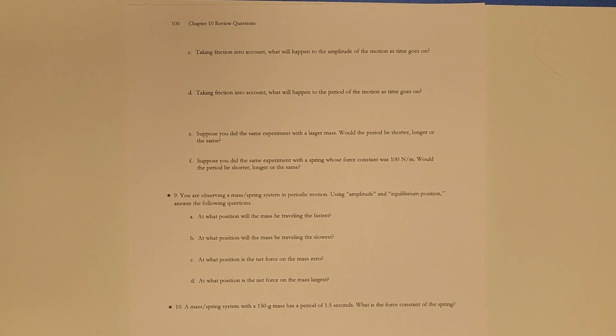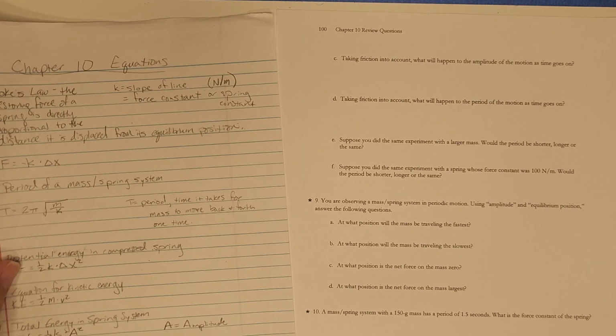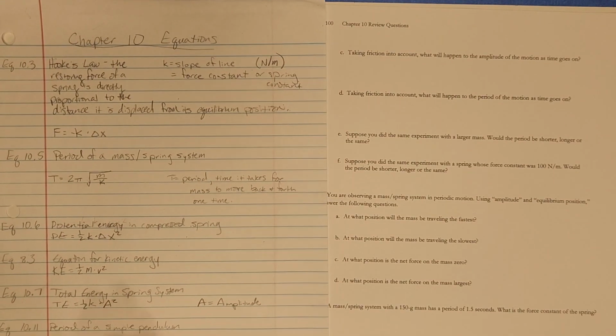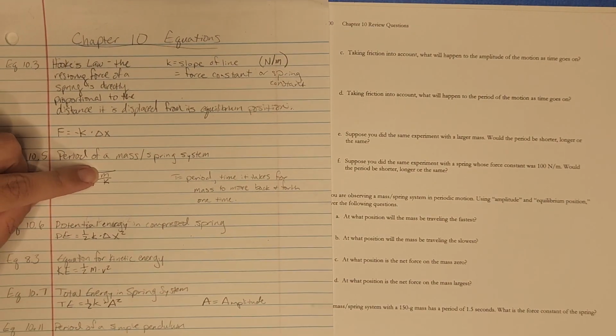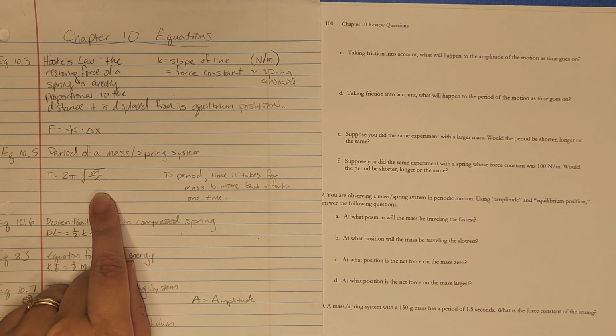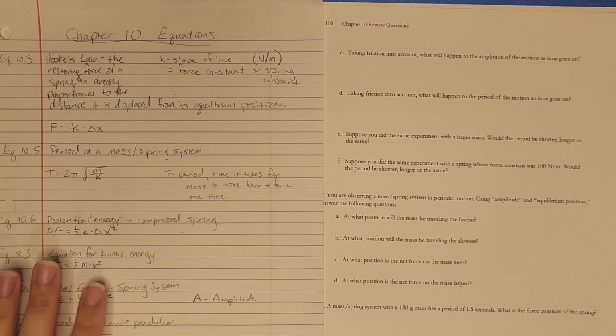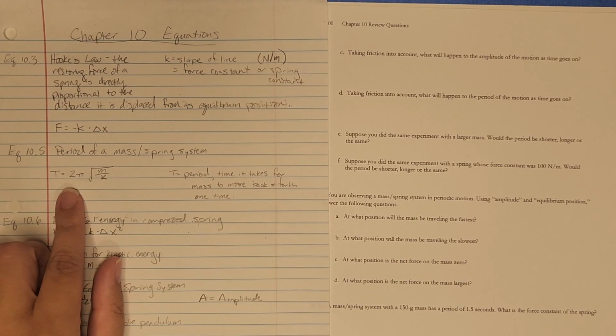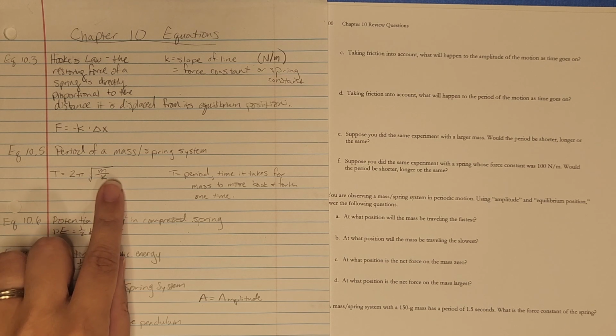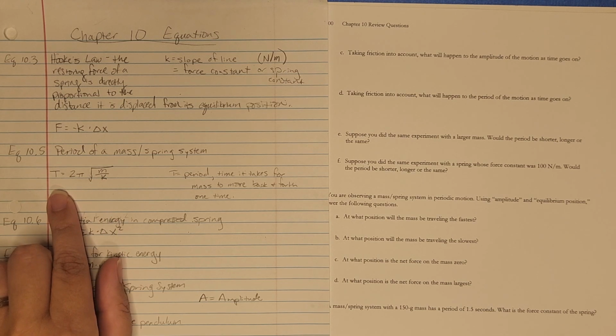For E, suppose you did the same experiment with a larger mass. Would the period be shorter, longer, or the same? Well, let's pull this back out. Okay, and so if mass, which is in the numerator of this fraction here, was increased, then that is definitely going to make the period increase as well.